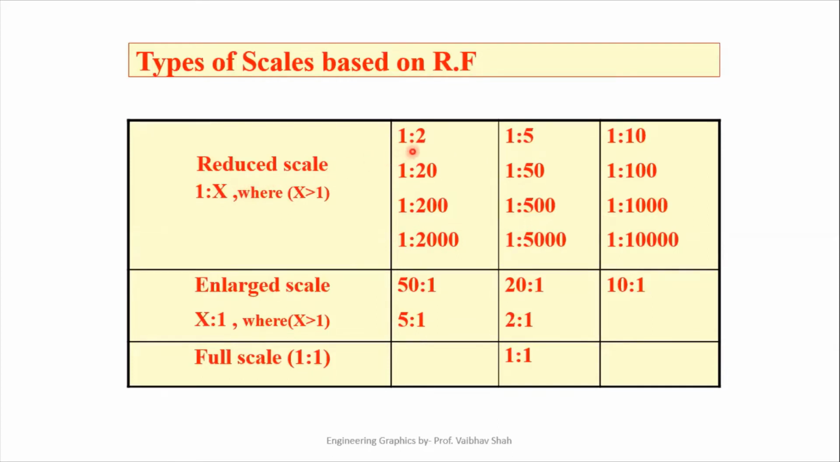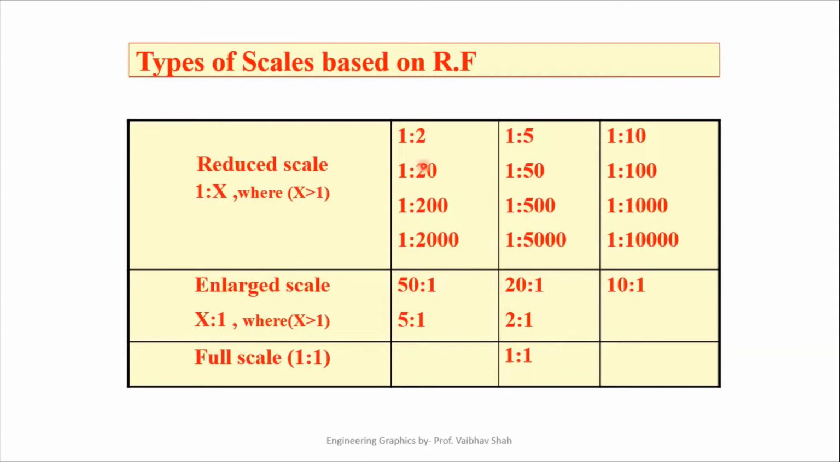First let us see reduced scale. Reduced scale means your scale showing 1 is to 2, 1 is to 20, 1 is to 200, 1 is to 2000, 1 is to 5, 1 is to 50, 1 is to 500, 1 is to 5000, like 1 is to 10, 1 is to 100, 1 is to 1000, or 1 is to 10,000. These are all examples of reduced scale. Next, enlarged scale: 50 is to 1, 5 is to 1, 20 is to 1, 2 is to 1, 10 is to 1. These are examples of enlarged scale. Now full scale: 1 is to 1 is the example of full scale.